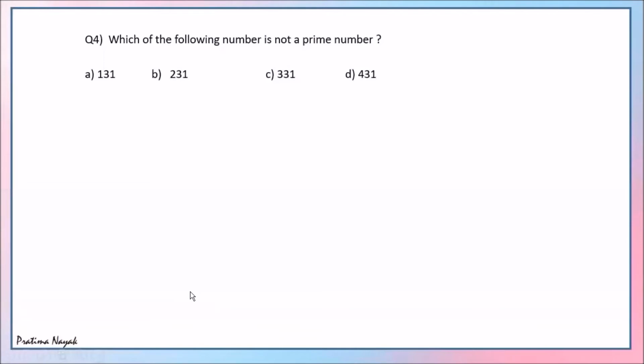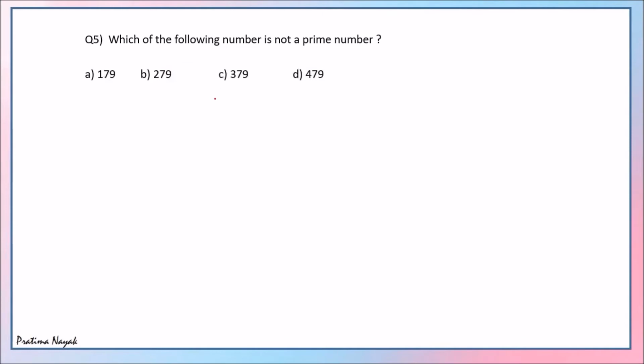Next question is, which of the following is not a prime number? As I told, to find not a prime number is easier than to find a prime number. Not a prime number means first you test whether it is divisible by 3 or not. How to do? Find the sum of the digits. 1 plus 3 plus 1, the sum is 5, not divisible by 3. 2 plus 3 plus 1 is 6, it is divisible. So this is the number. It is a very simple question. So 231 is the answer.